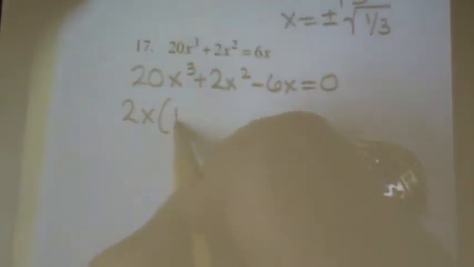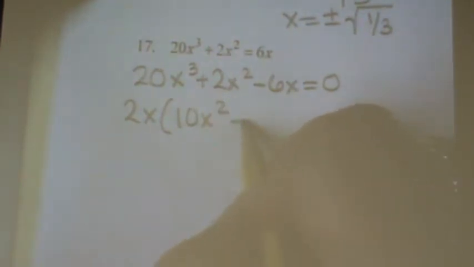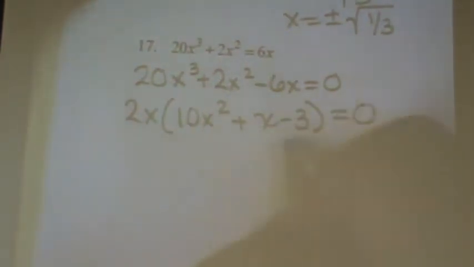What do you take out? 2x, good job, 2x. And you're left with 10x squared plus x minus 3. Now this is going to be factorable. If you need to use the quadratic formula, you can, but you should be able to factor this.